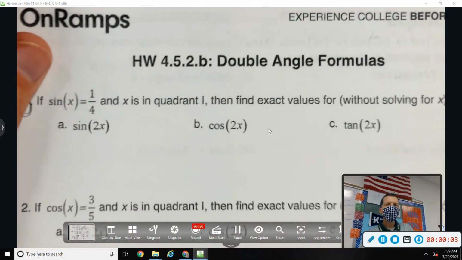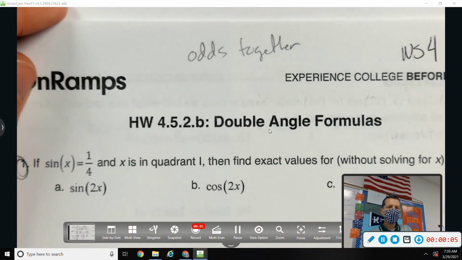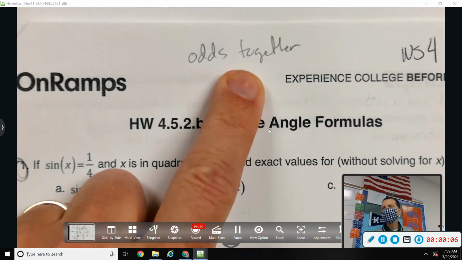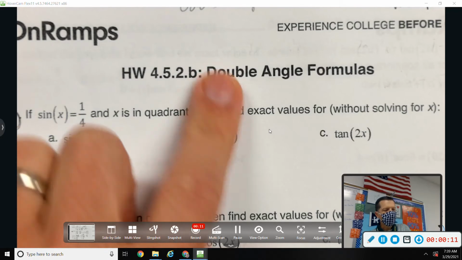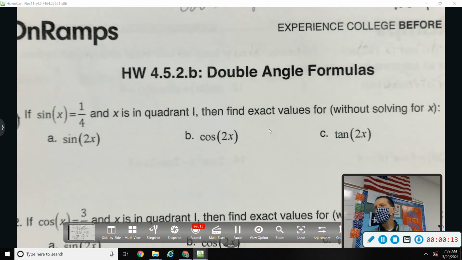So look at worksheet 4. In fact, there's the notes to myself: odds together. That means let's just work the odd ones together, because we know how to do double angle formulas. Some of these are worded a little bit differently, so we'll do every other one and make sure we're okay.